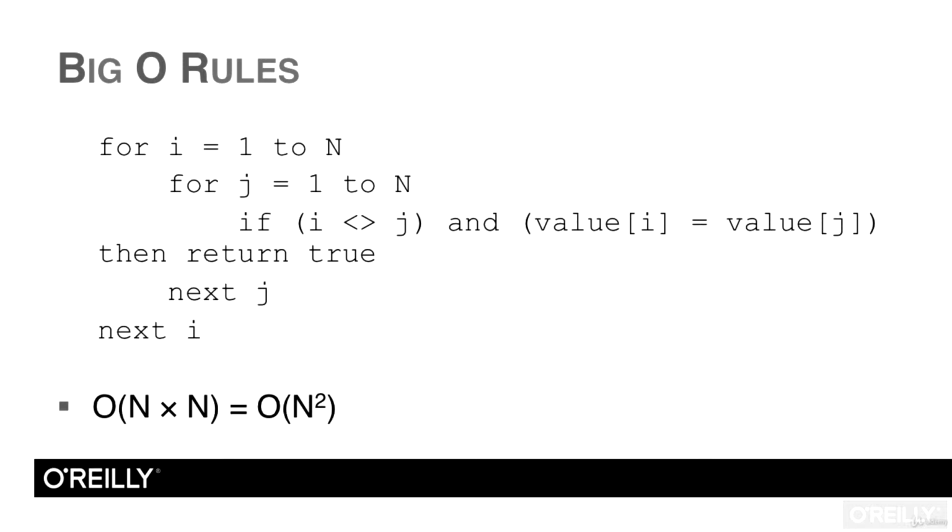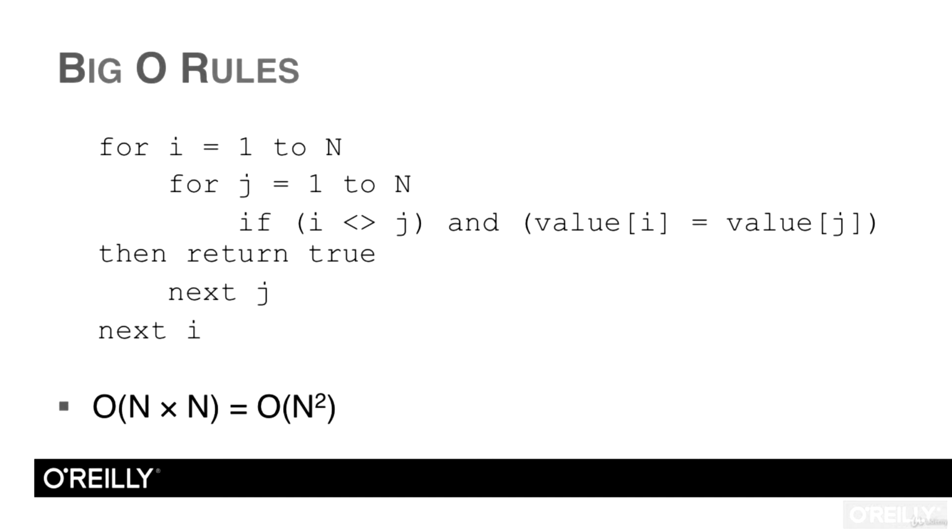Nested inside that loop, a for j loop also loops through the array. Within the inner loop, the program compares the values at positions i and j. If the values are the same and i isn't equal to j, then the algorithm returns true to indicate that the array contains the same value twice.